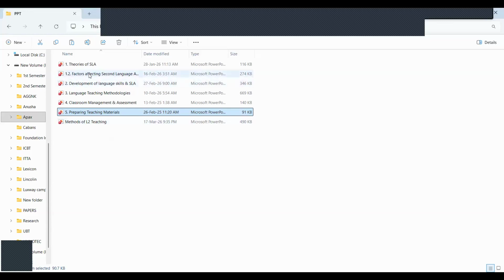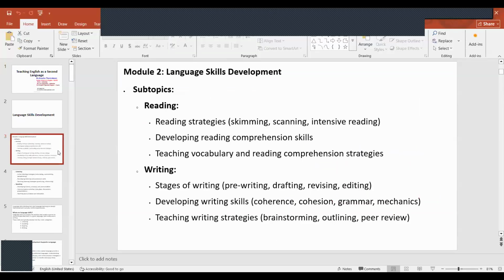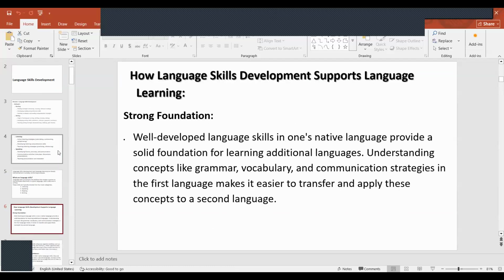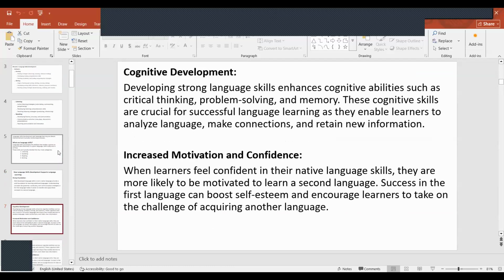Are you sure this one we did? Development of language skills. Let me share it and I can ask you whether I did it with you. We did this, I think. I have shared that also in one group. Did we do it, madam? You have shared this one. Yes, definitely.